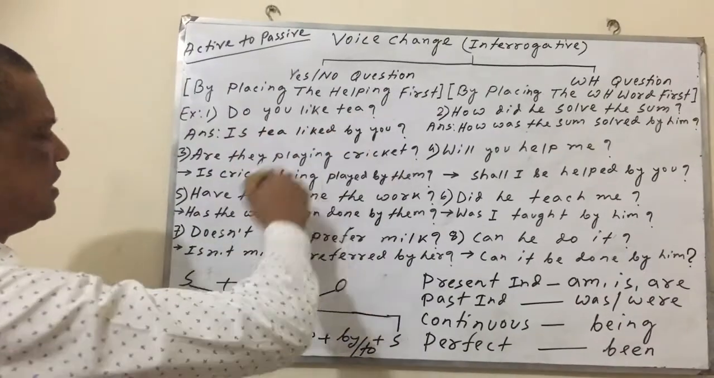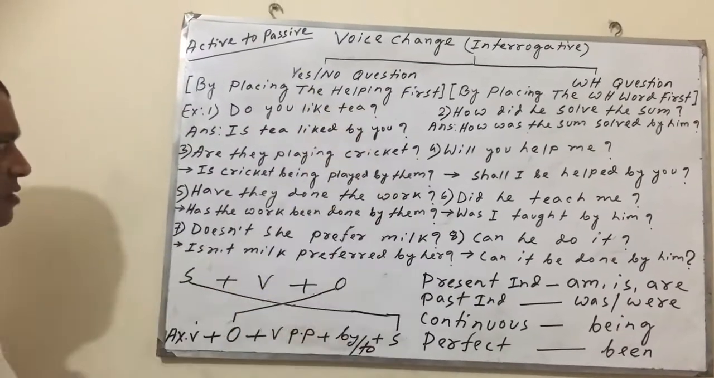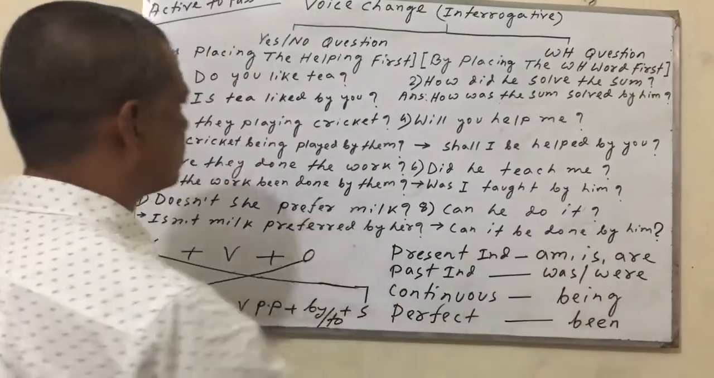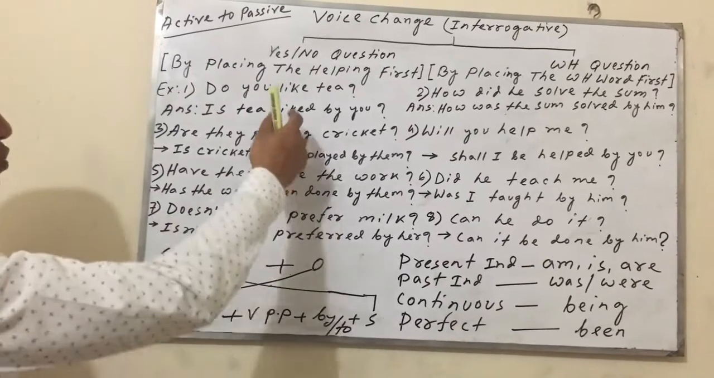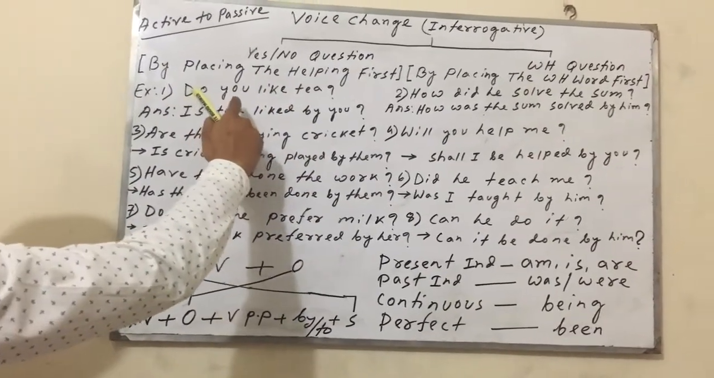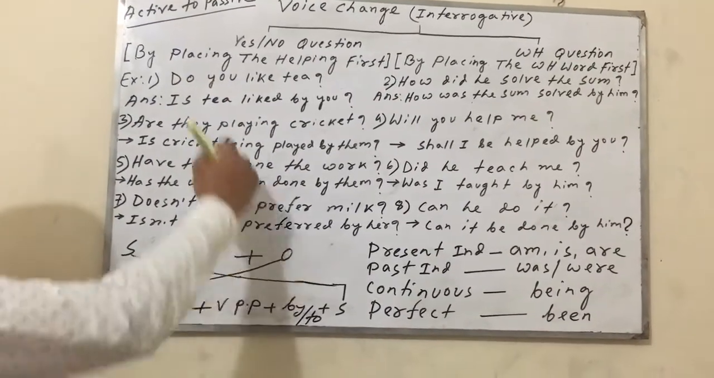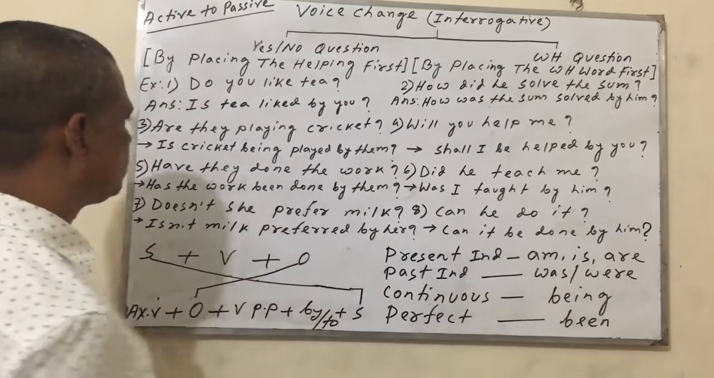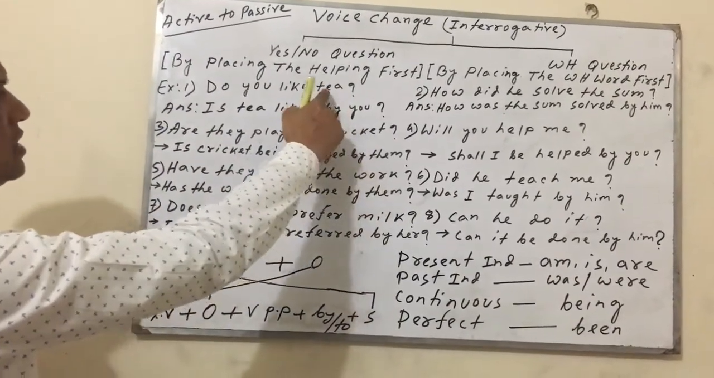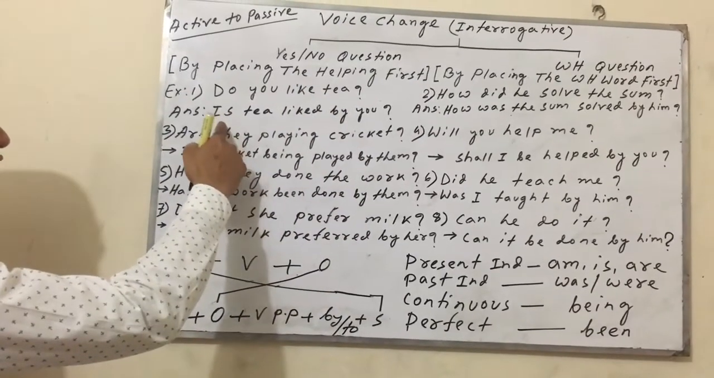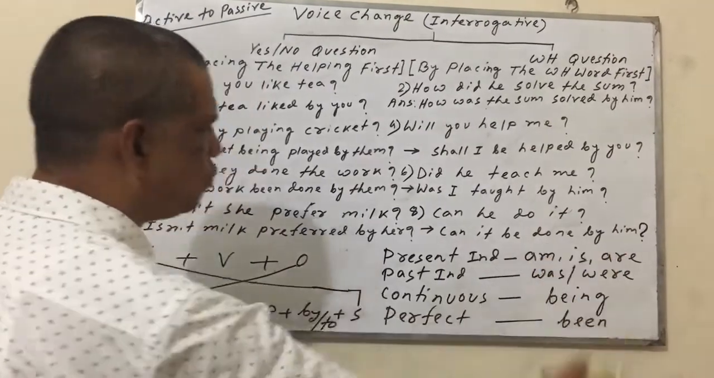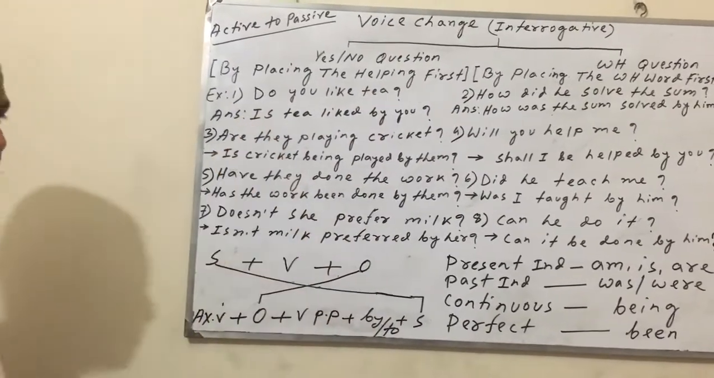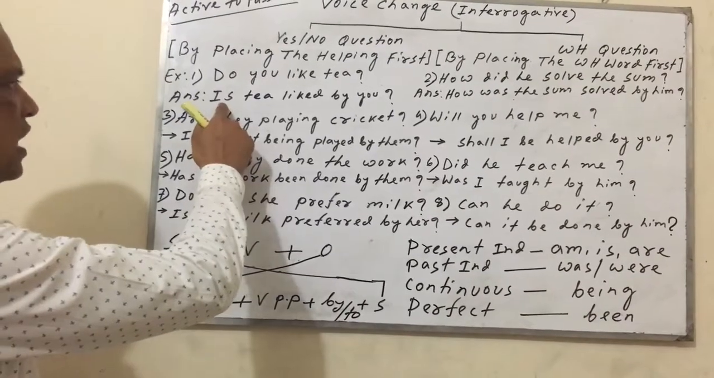First example: "Do you like tea?" This is a present indefinite tense. And for this tense, the auxiliary verbs are am, is, are. What is the first work? The first work is that you have to identify the tense and the auxiliary verb. This is present indefinite tense, and for this tense, the auxiliary verbs are am, is, are. And here the object is tea. For tea, you have to use the auxiliary verb. What is it? Because you know, for third person singular number, you have to use the auxiliary verb is. For this reason, we have to use here "is."